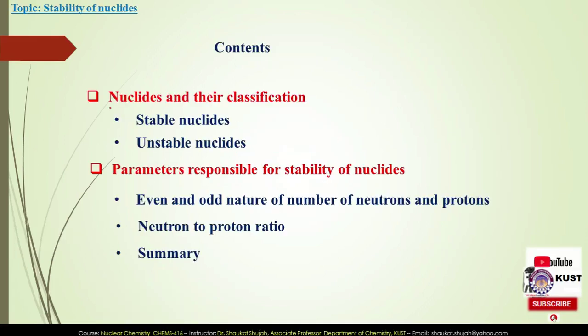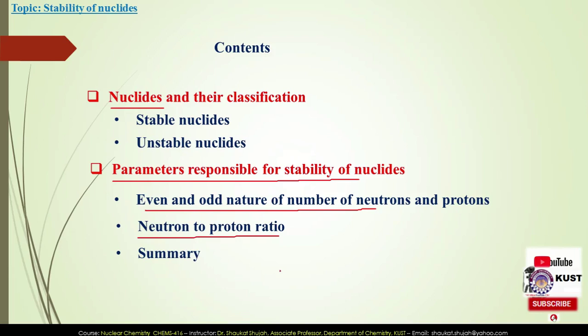First, we will try to understand the term nuclide, and then we will discuss the various parameters which are responsible for the stability of nuclides, particularly the even and odd nature of number of nucleons and the neutron to proton ratio. There are two other important parameters, the binding energy and packing fraction, but I will discuss these two parameters in the next lecture, and at the end I will summarize the whole discussion.